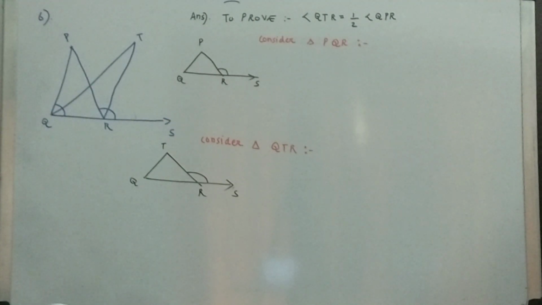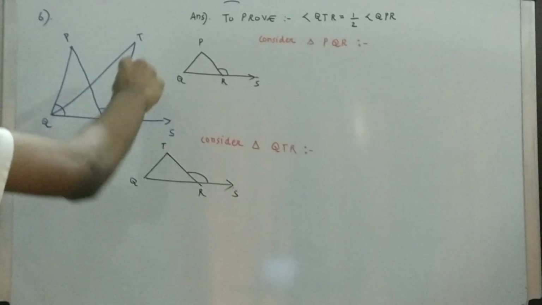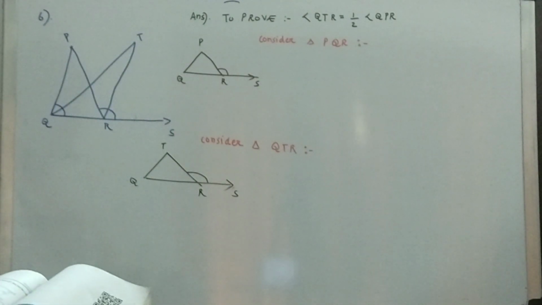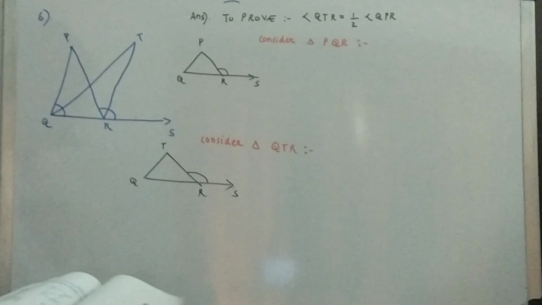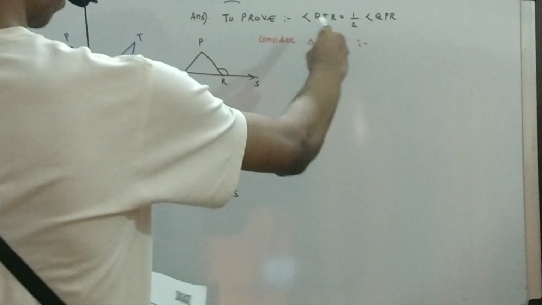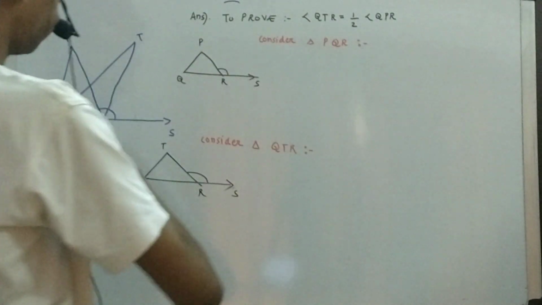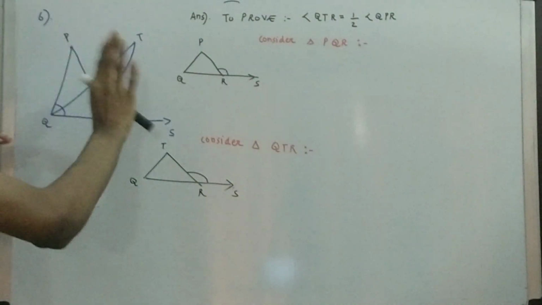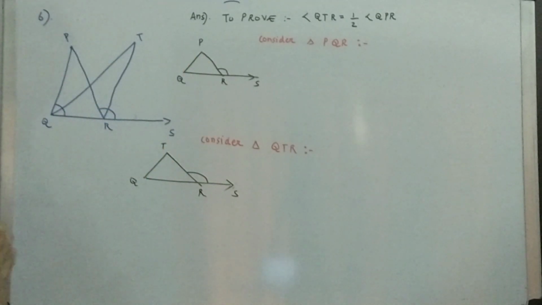If the bisectors of angle PQR and angle PRS meet at point T, these are the angle bisectors and they meet at the point T, then prove that angle QTR is equal to half of angle QPR. Okay, so let's see how we will do the question. Now here, first of all, we have to separate these two figures and identify the two triangles.